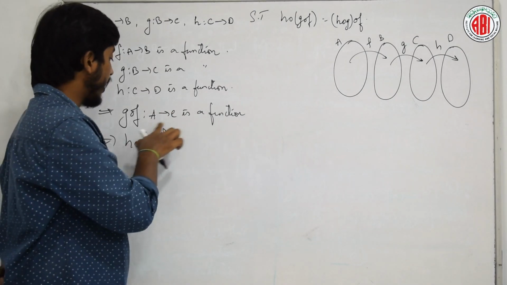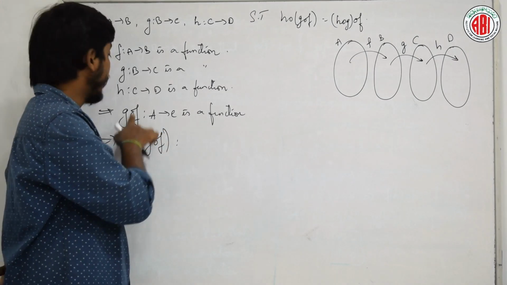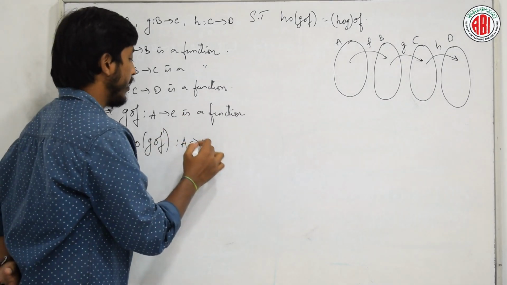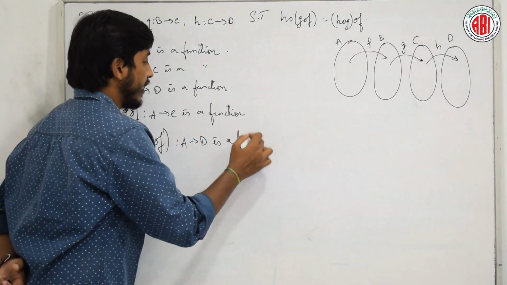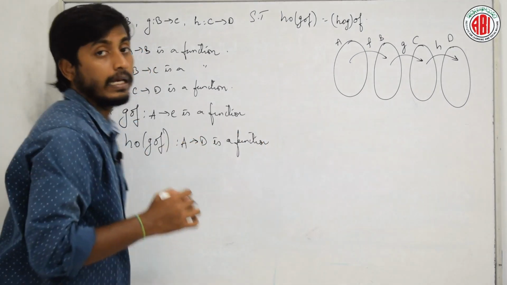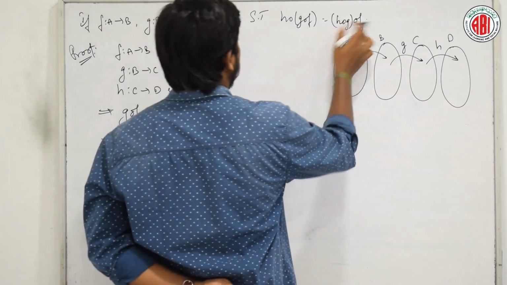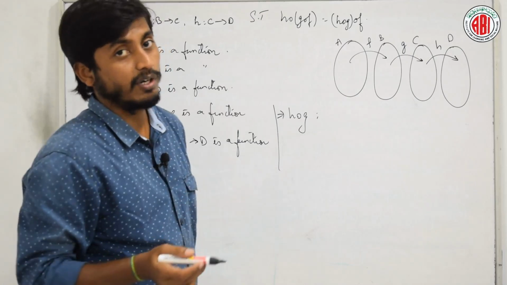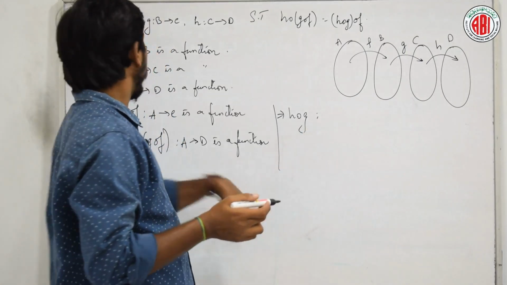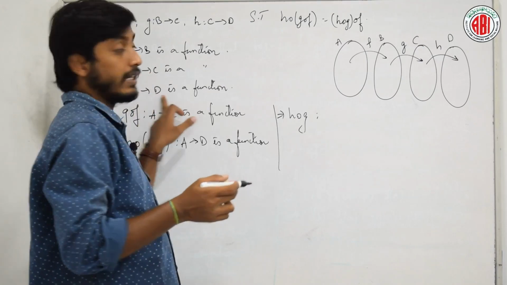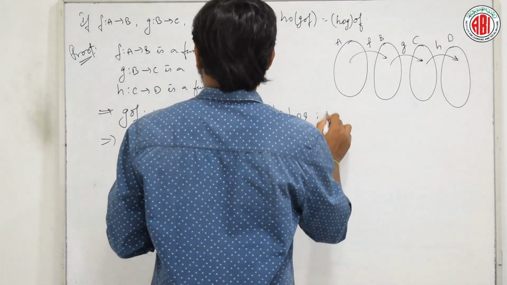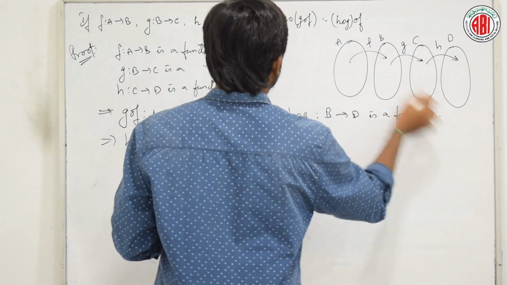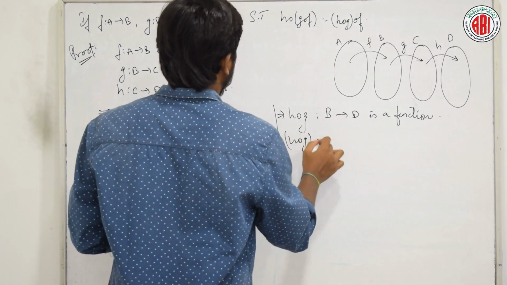Now let us do h circle g circle f. The route starts from A to C, that is from g circle f, then it goes to h. Check whether C is common. So it maps from A to D is a function. Clear? Similarly, let us write this for the second part. Let us write for h circle g. The route starts from g, from g to h, B to C, C to D. Yes, it is happening. Therefore B to D is a function.